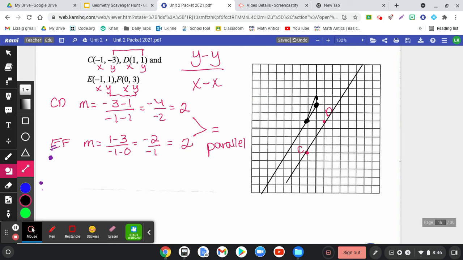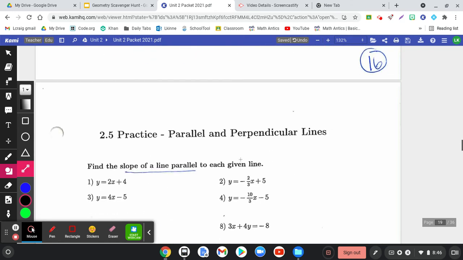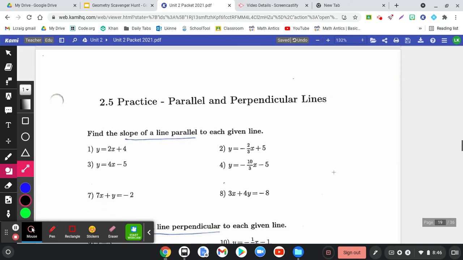You can see that they're parallel. And again, you would notice you're going up 2 over 1, up 2 over 1. Same with this, up 2 over 1, up 2 over 1. They both have a slope of 2. They're parallel. Okay, so on the practice pages, that's it for the notes.